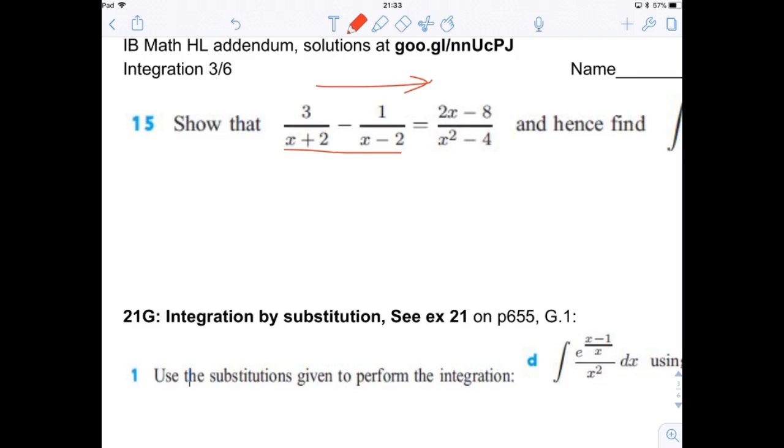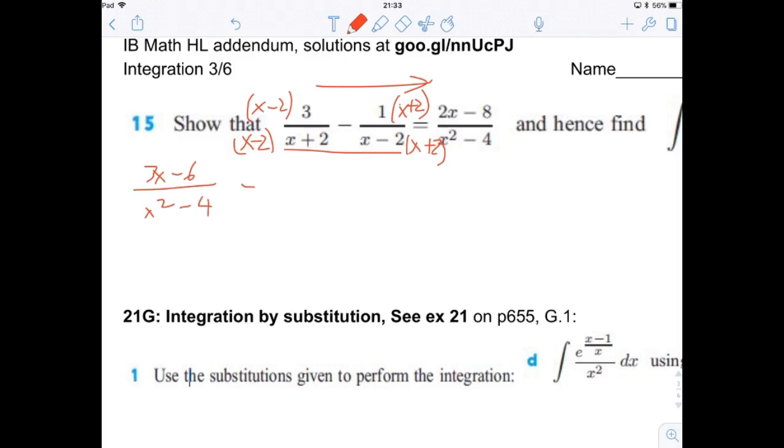common denominator. So I'm going to multiply the first one times x minus 2 on top and x minus 2 on the bottom. I'm going to multiply the second one by x plus 2 on top and x plus 2 on the bottom. And then I would get 3x minus 6 for the first fraction. And I got, remember, x minus 2 times x plus 2 is a difference of squares. So you would get x squared minus 2 squared, which is 4.